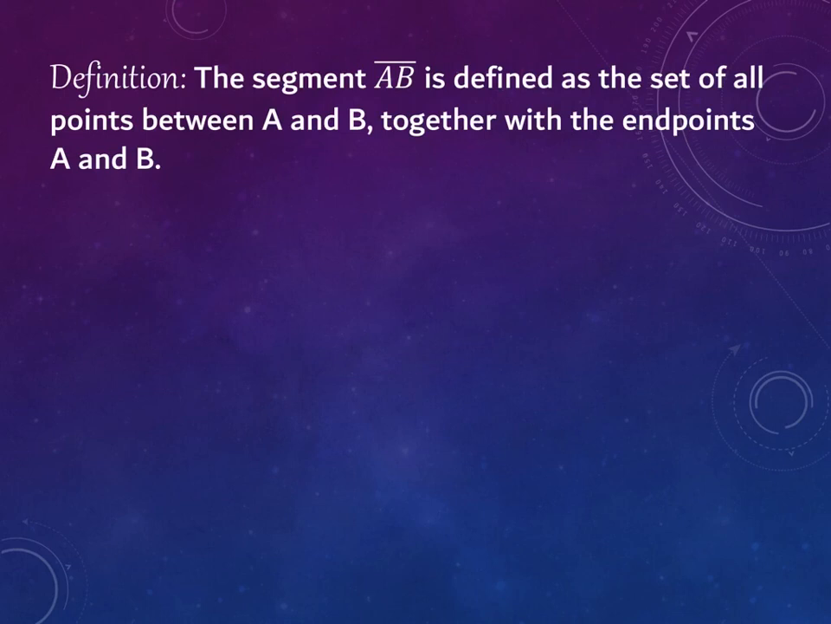So we're going to talk about a segment. We've been using segments all the time. In fact, a lot of times when you look at this AB segment, you think of it as being a line. You know it's not, but you think of it that way. But a segment AB is defined as the set of all points between A and B together with the endpoints A and B. It has a definite beginning, it has a definite end, and it contains everything that is between them.